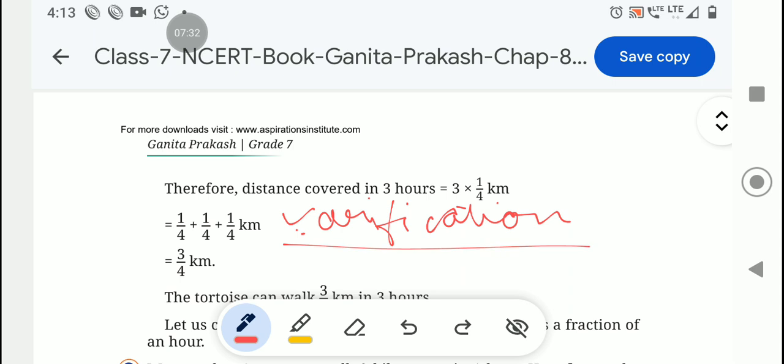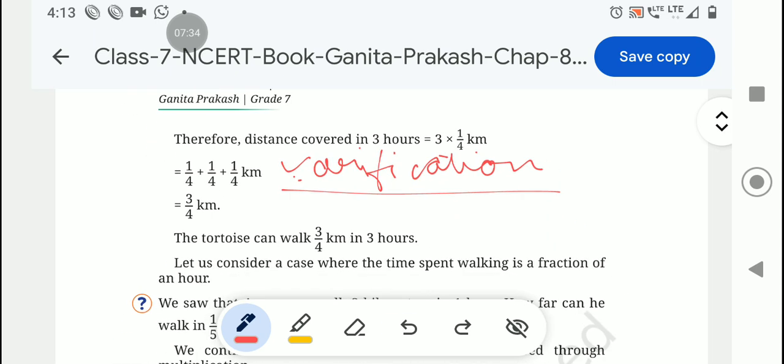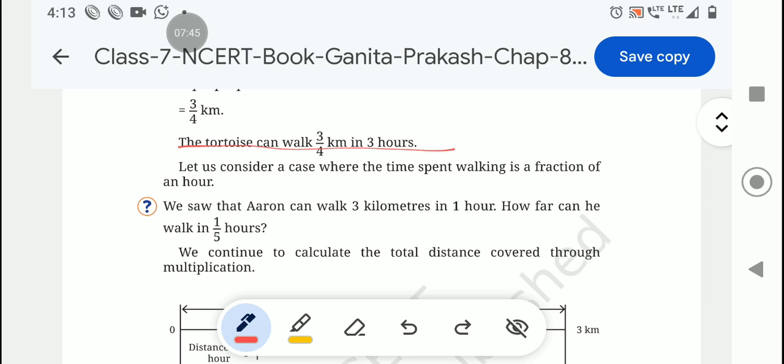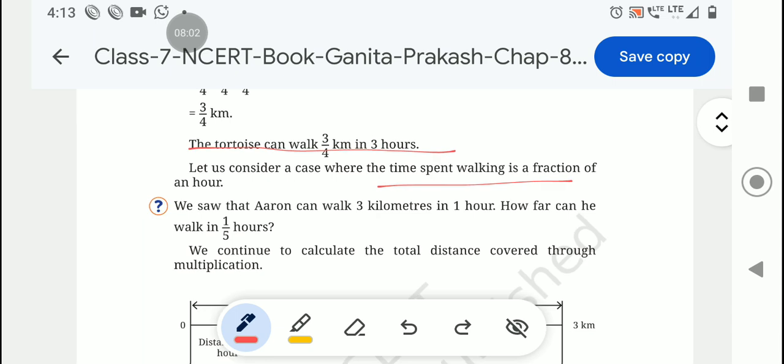You can use that as a verification. So here, the tortoise can walk 3/4 kilometers in 3 hours. Next, let us consider a case where the time spent walking is a fraction of an hour. So here what they are telling is a case where time spent in walking is a fraction of an hour.